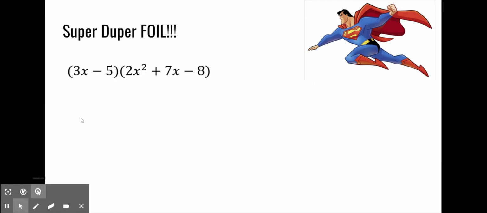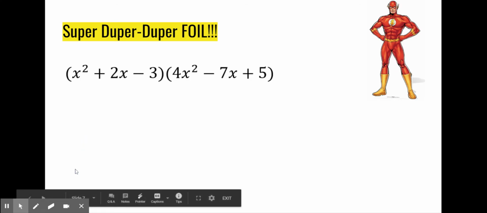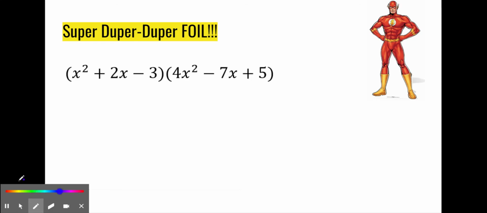All right, so really the only thing better than Superman or super duper FOIL, I think the best superhero ever is the Flash. So this is 3 terms for every parentheses. This is the best superhero. This is the super duper duper FOIL. So this one is about as tough as they get. So let's go ahead, and we're still using the same method.